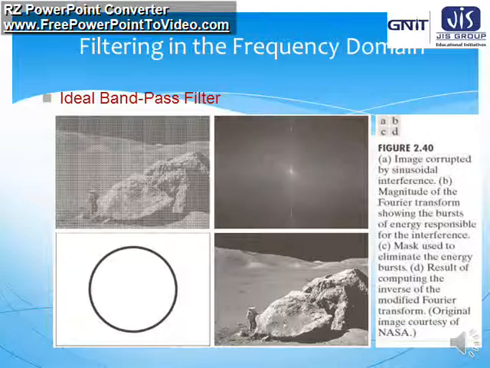So here also the image enhancement is easily visible. The input image quality was not good at all, whereas after using this ideal bandpass filter we are getting an image of higher quality, and all the objects are clearly visible here.